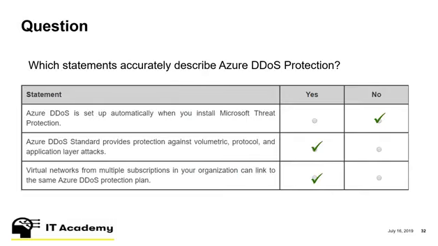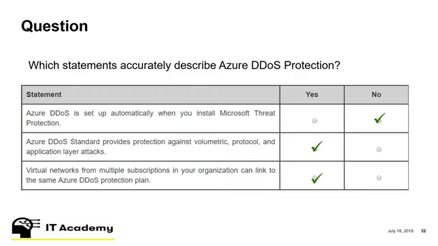So, the correct answers are, right, Azure DDoS is not set up automatically when we install Microsoft Threat Protection. It's actually installed automatically when you create a virtual network. So that first statement isn't correct. The second statement, DDoS standard protection provides protection against volumetric, protocol, and application layer attacks. Yes, that's exactly what standard Azure DDoS protection does.